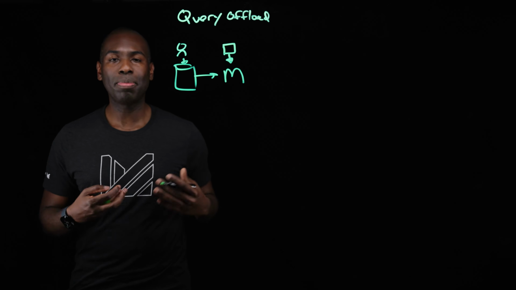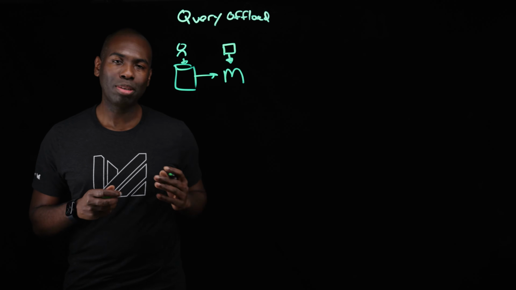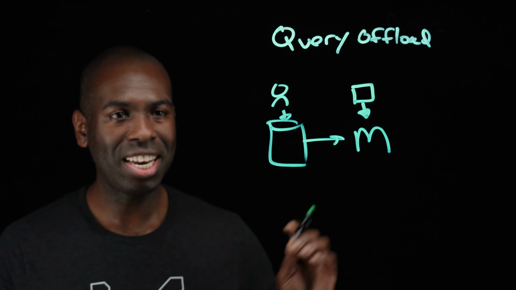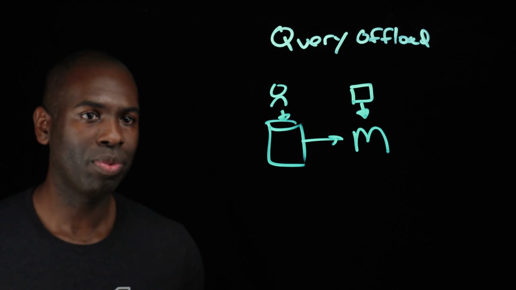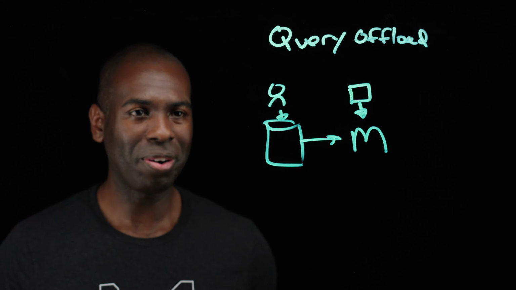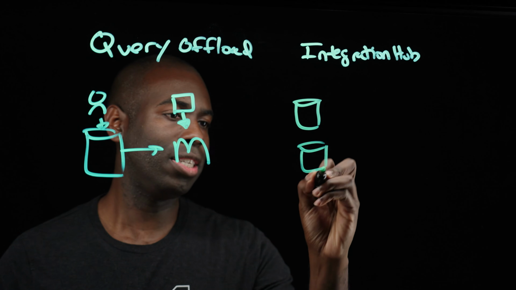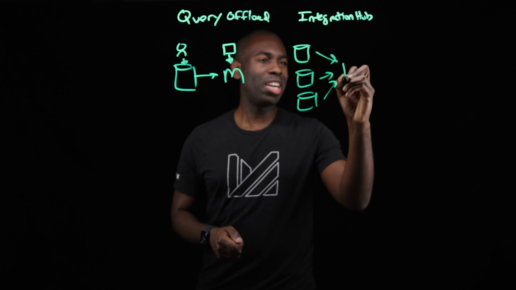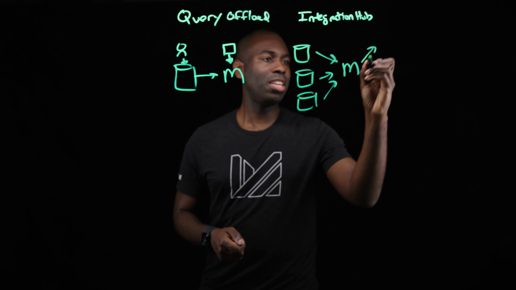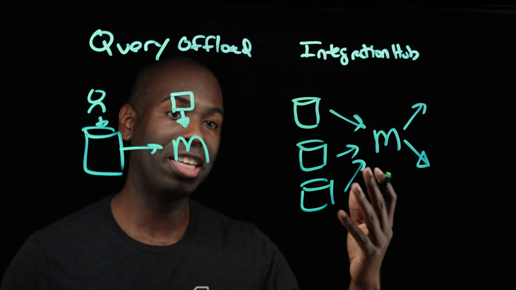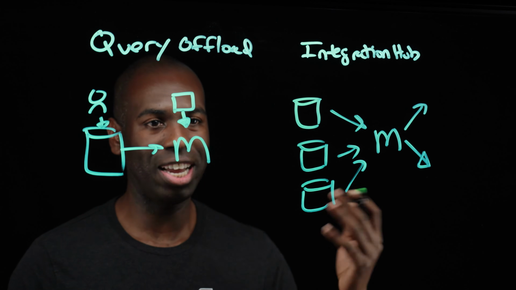The next pattern is about data integration. It's about taking data from many different sources, transforming it, and sending it exactly where it needs to be. We'll call this the integration hub pattern. Here, you have multiple databases. You join them together in Materialize, and then you push updates as they're available. You can also make these available as data APIs that can be queried directly.